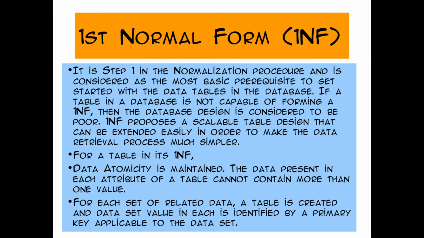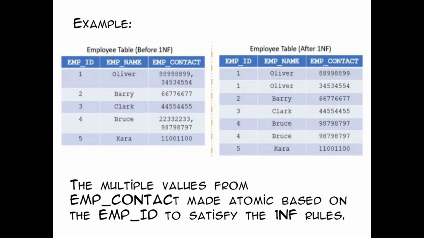For a table in its first normal form, data atomicity is maintained. The data present in each attribute of a table cannot contain more than one value. For each set of related data, a table is created and the data set values in each are identified by the primary key applicable to the data set. This is an example of first normal form. The multiple values from employee contact are made atomic based on the employee ID to satisfy the first normal form.